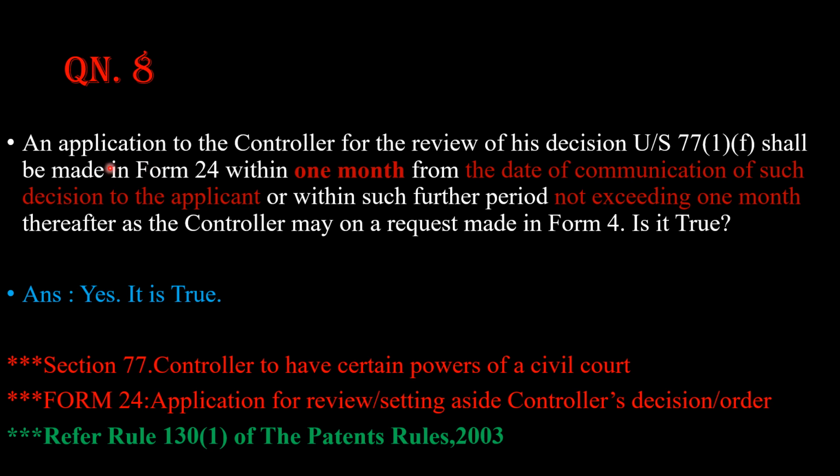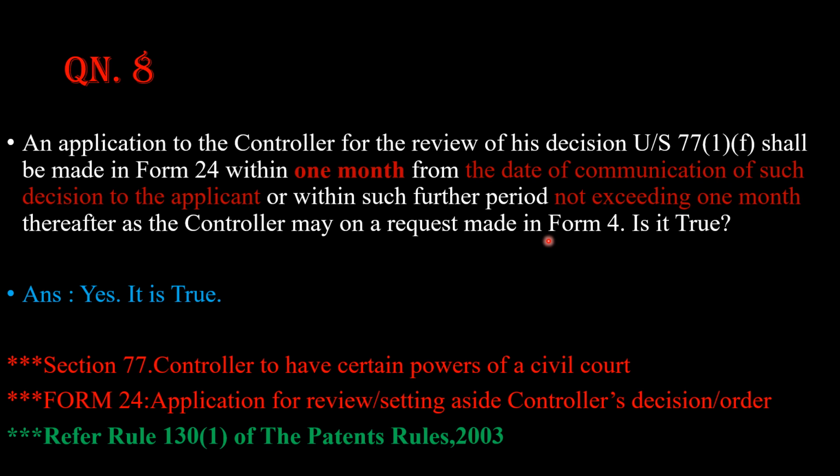Question number 8. An application to the controller for the review of his decision under section 77, subsection 1, clause F shall be made in form 24 within 1 month from the date of communication of such decision to the applicant or within such period not exceeding 1 month thereafter, as the controller may on a request made in form 4. Is it true? Now, you can very well observe that this question is an extension of question number 7.